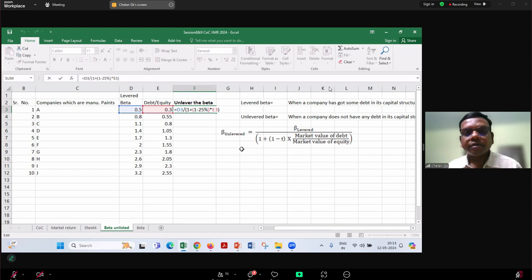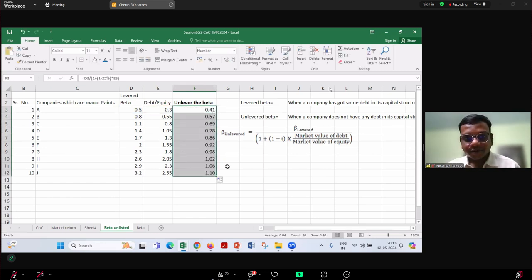Clear? Any doubts so far? Okay. So now I'll compute this for all of this.